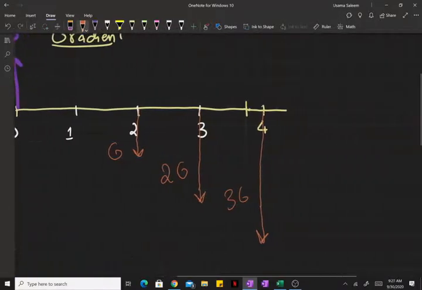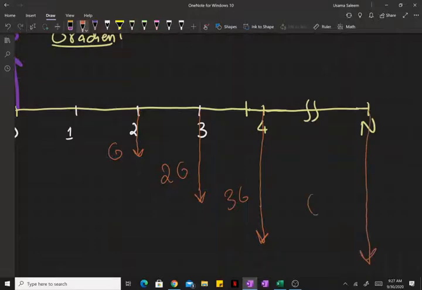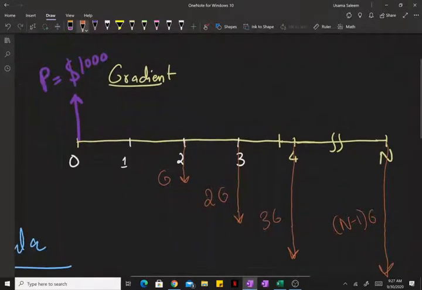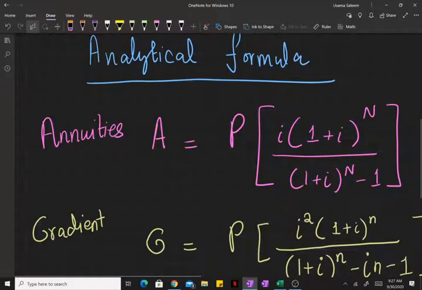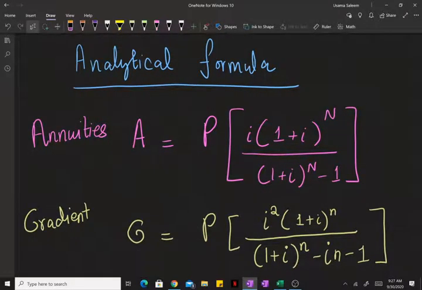So if I take this to the nth year, the negative cash flow at the nth year is going to be n minus 1 times G. Alright, and now once again, the idea behind finding the value for this G is that all these negative cash flows must balance out this positive cash flow. So in order to get those values, we can start off by using analytical formulas.